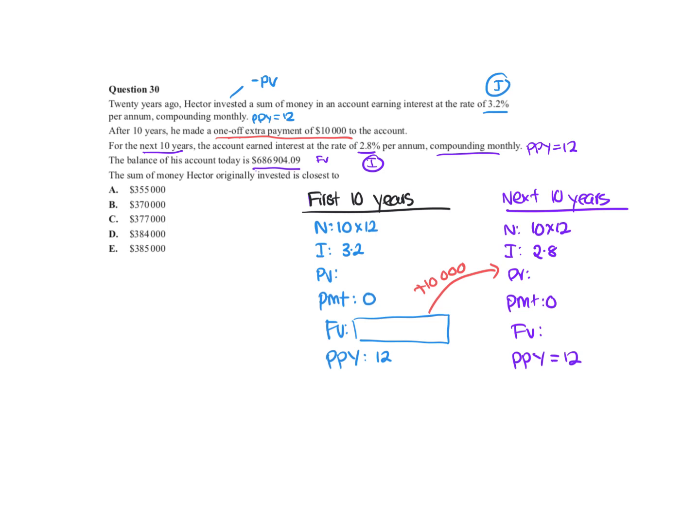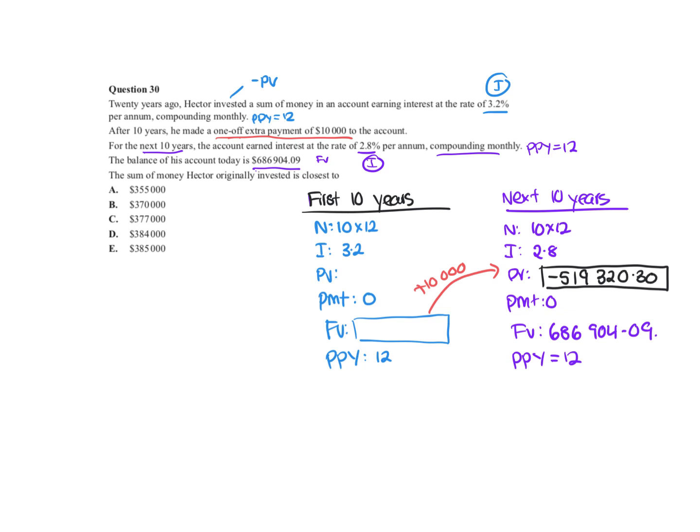Now, they did tell me his final value there. It was 686,904.09. So if I do that, I actually can find out what it was just before he starts the second half of this scenario. So when I do that, I end up with negative 519,320.30.